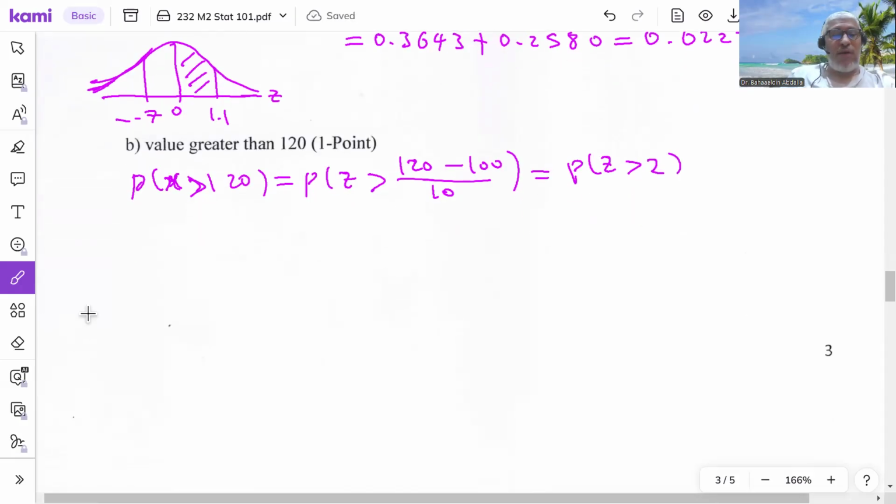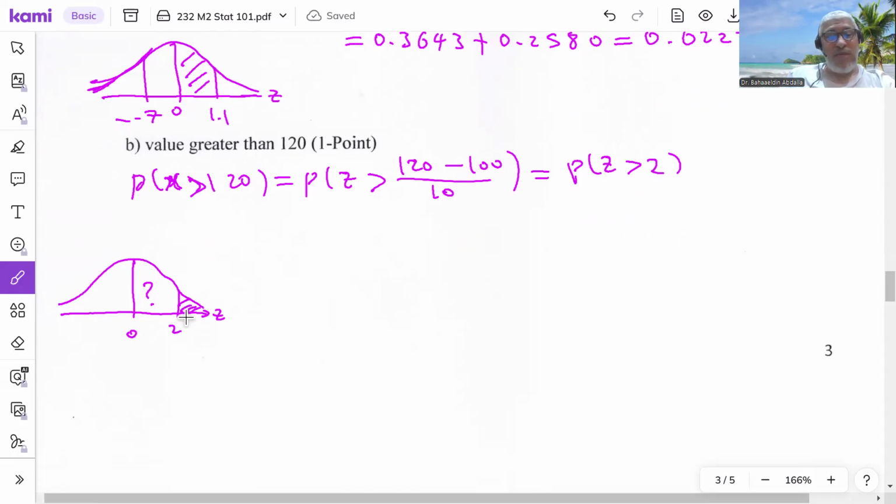Well, here, this is the graph. This is z. This is 0. This is 2. And he needs this area, or this probability, greater than 2, to the right of 2. Well, I cannot find this from the table. The table gives this area only, or this probability. But I know that the probability to the right of 0 is 0.5.